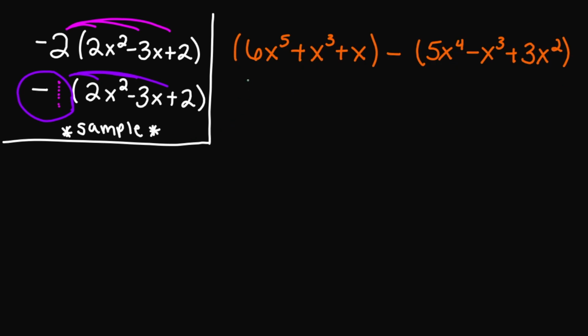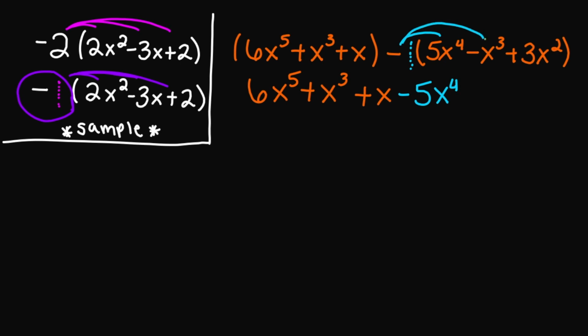So first, we're going to clean this up. I'm going to write 6x to the 5th plus x cubed plus x minus imaginary 1. Negative 1 times 5x to the 4th is going to equal negative 5x to the 4th. Negative 1 times negative x cubed, this is going to equal a positive x cubed. Negative 1 times 3x squared, this is going to equal negative 3x squared.